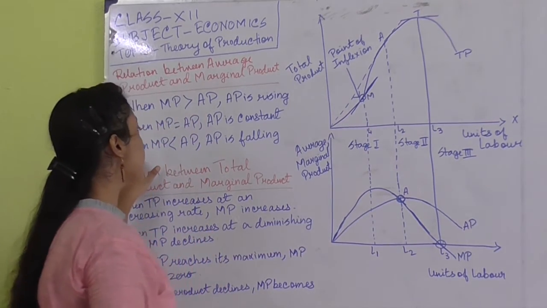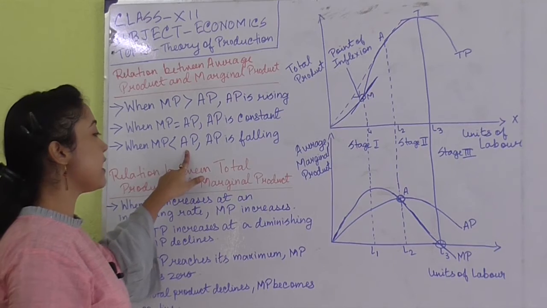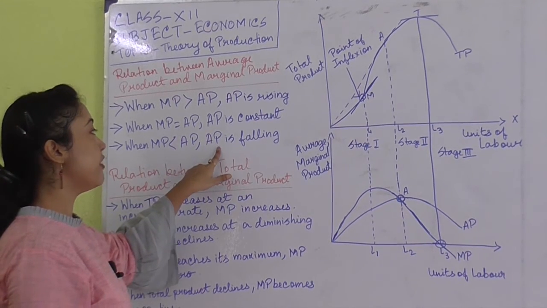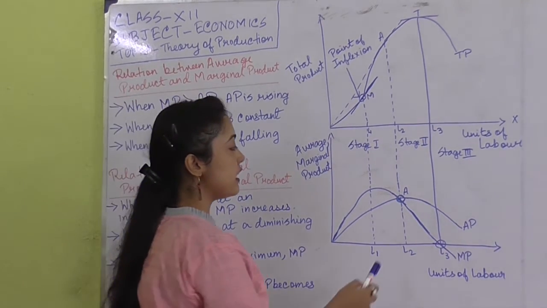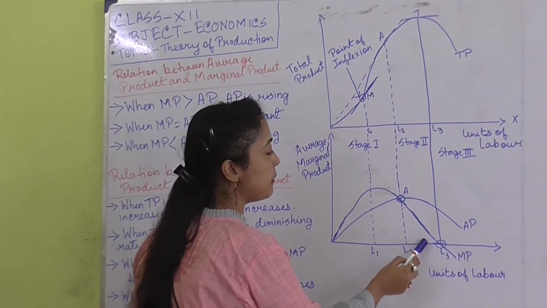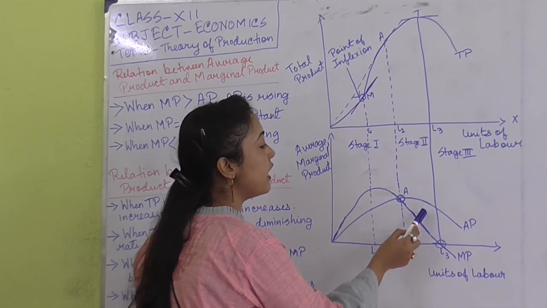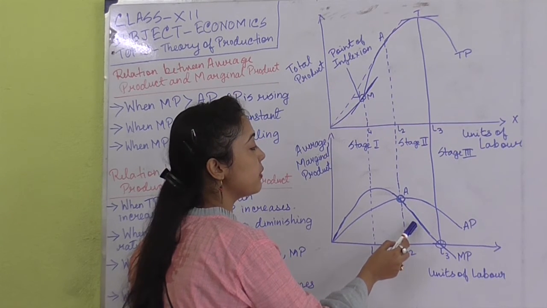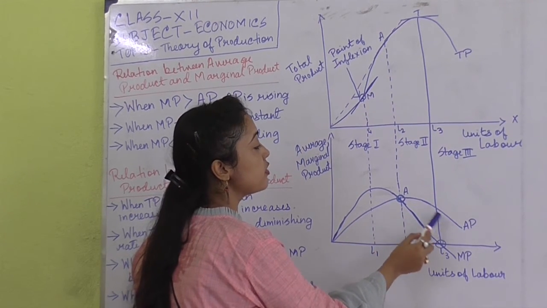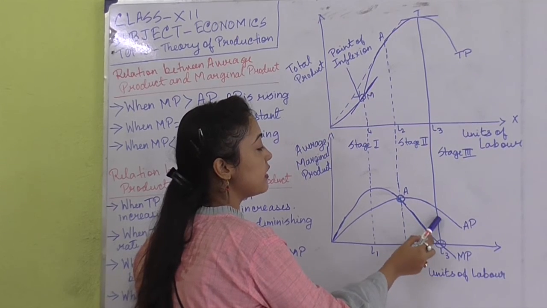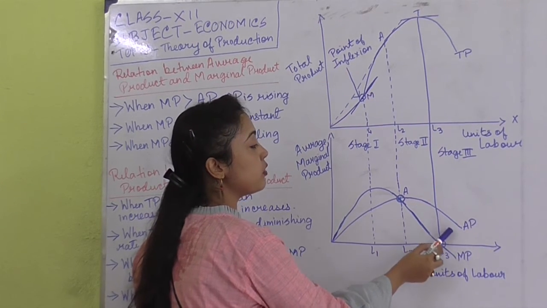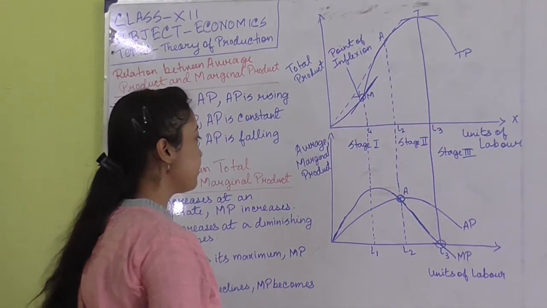Next, in the third case, marginal product is less than the average product. Here average product is falling. Here you can see that the MP curve is lying below the AP curve, that is marginal product curve is lying below the average product curve. Here you can say that the average product is falling. The average product is downward sloping, that is the average product curve is falling.